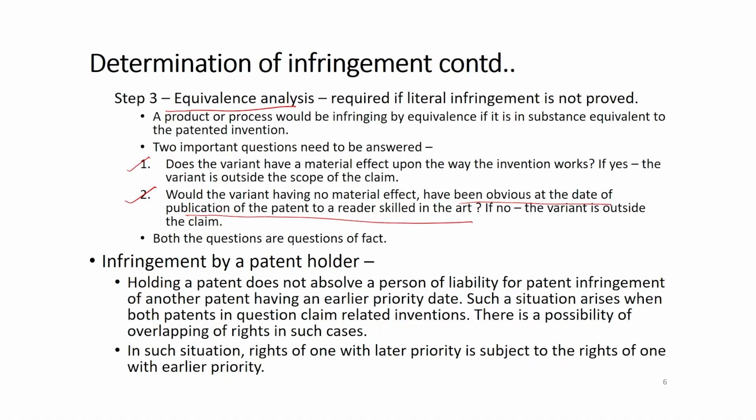Does the variant have a material effect upon the way the invention works? If the answer is yes, the variant is outside the scope of the claim. Second, would the variant having no material effect have been obvious at the date of publication of the patent to a reader skilled in the art? If the answer is no, the variant is outside the claim. Both these questions are questions of fact.